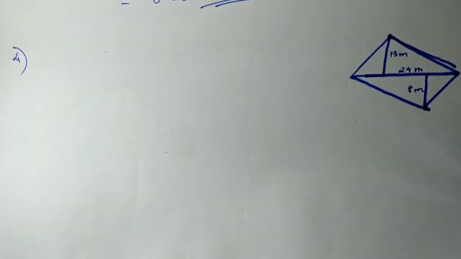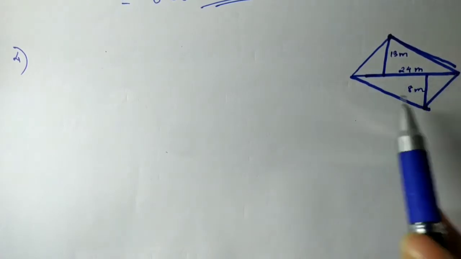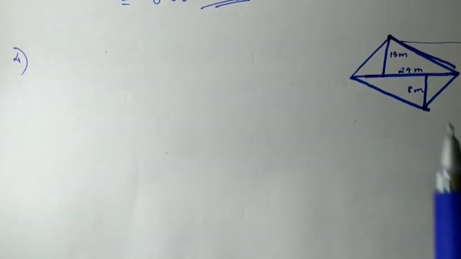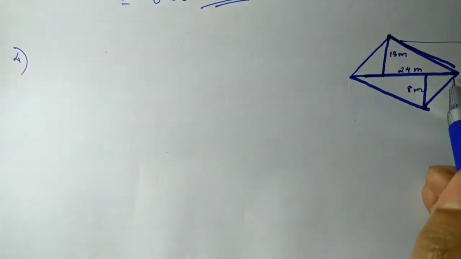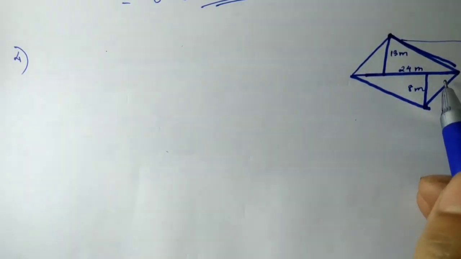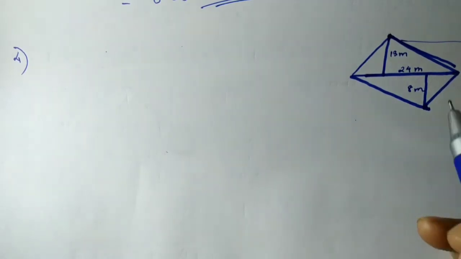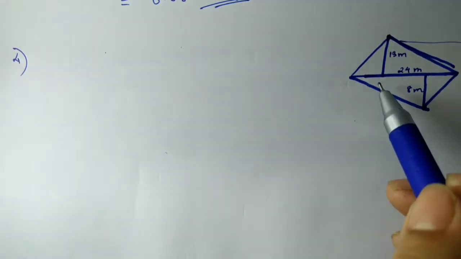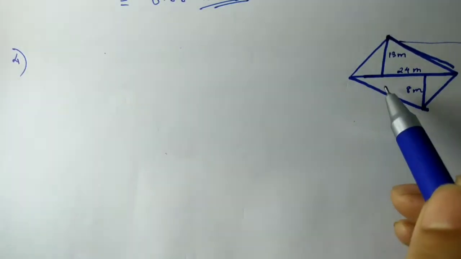I've just drawn the diagram that is given in the textbook for question number 4. It's given that a diagonal of a quadrilateral shaped field is 24 meter. This is the 24 meter diagonal, and the perpendiculars dropped on it from the remaining opposite vertices are 8 meter and 13 meter. These are the two perpendiculars. Find the area of this field.